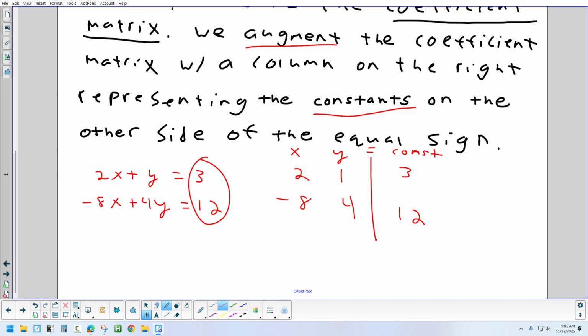How does this help us? What's that? I said, how does this help us? Well, we haven't learned how to use the matrix yet. So we got to learn the process of what we need to do with this once it's written down. So now I'm going to show you what you do.